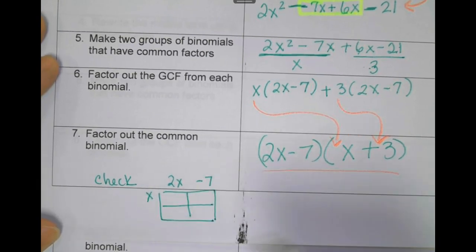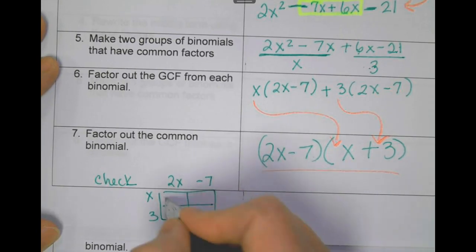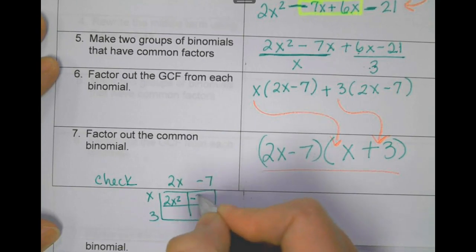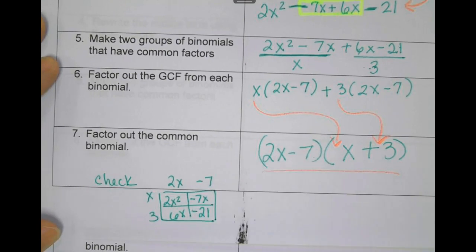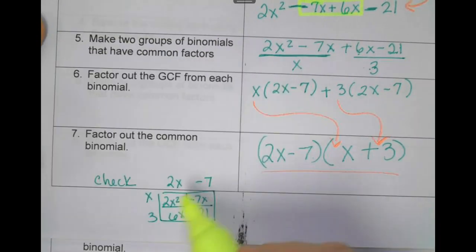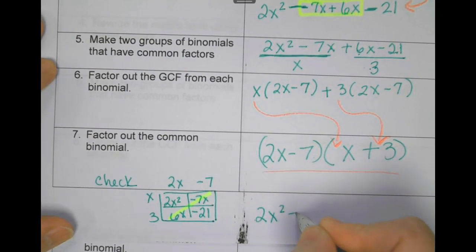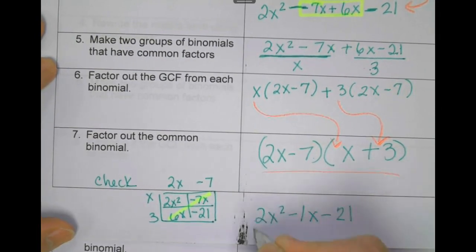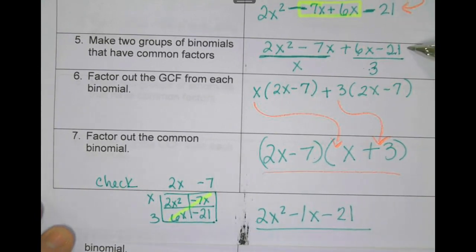x plus 3. The first term, the second term. 2x squared minus 7x plus 6x minus 21. If I combine like terms, these terms right here, the like terms, you'd have 2x squared minus 1x minus 21. Is that equal to what we started with? Do you see that this right here is what we had on this step number 5?